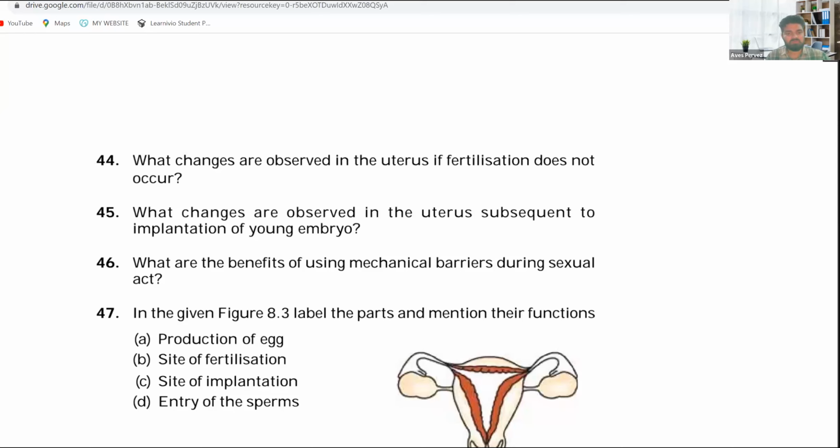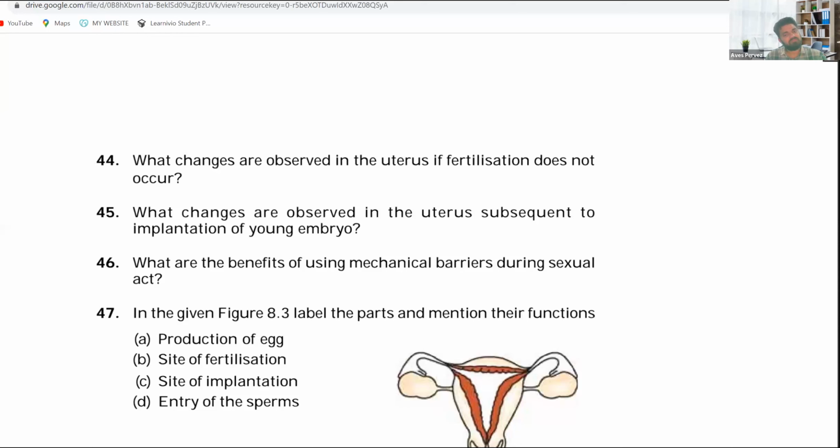So what changes are observed in the uterus subsequent to implantation of the young embryo? Then the gestation period will start. The tissue will be developed. We can say that the placenta will be between the fetus and the uterus. A cord will be developed, and the gestation period will start.